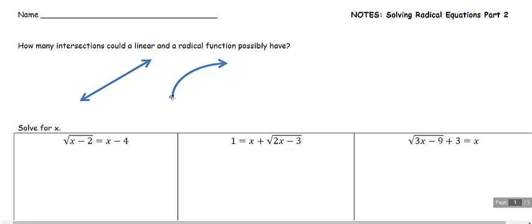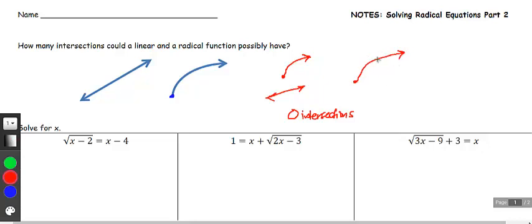Don't forget that this end right here is an endpoint, it's not an arrow. So we could have a situation where this graph is completely above this line, and they don't intersect at all. So we could have 0 intersections. There is a way of having one intersection, if we had a radical graph and the line goes through it just one time like this.